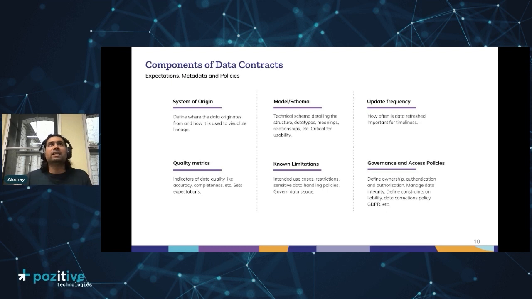And it goes hand in hand with governance and access policies as well, where you can slightly formalize these things by having discussions around ownership, authentication, authorization, GDPR, and so on. So these are broadly the components that you want to consider when you're thinking about data contracts and building a new data product of sorts.